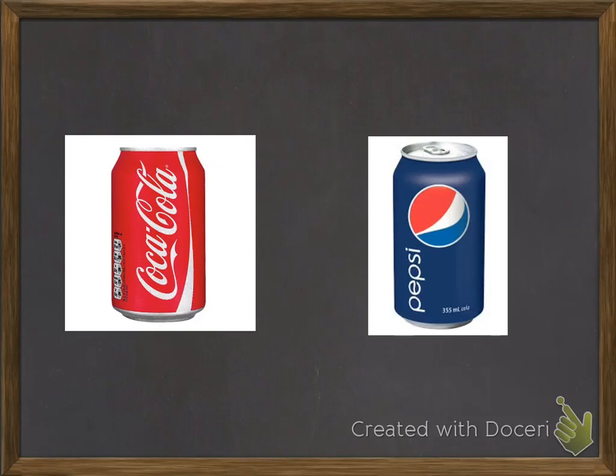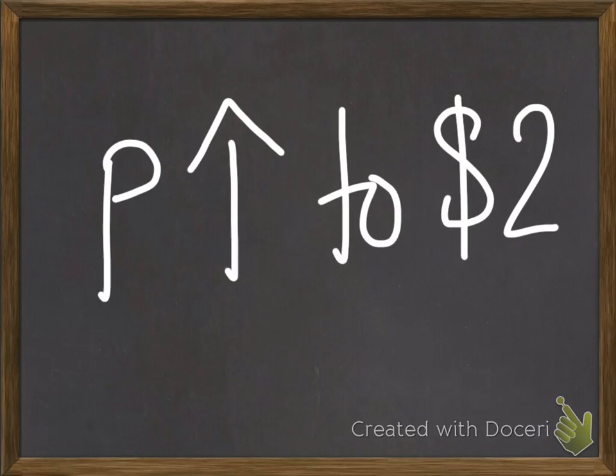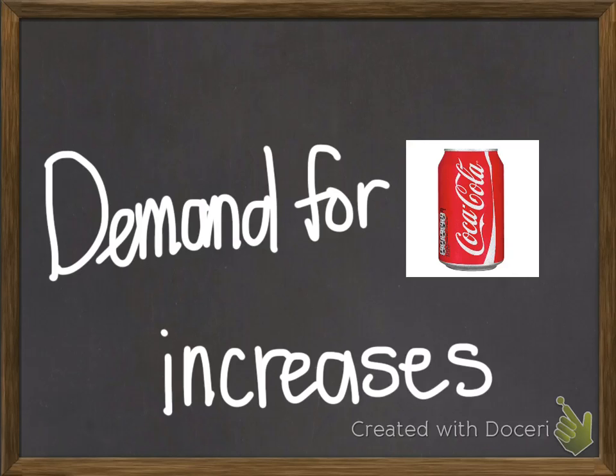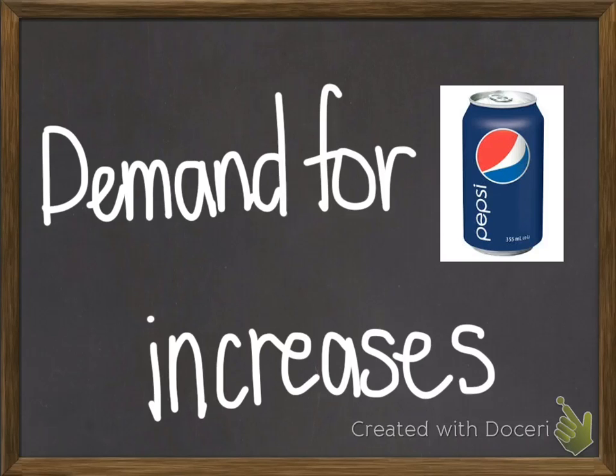For Coke, price here is $1.50 and the quantity demanded, which is QD, is 1,000. Price of Pepsi is also the same, $1.50 and the QD is 1,000 as well. Now, what will happen if Coke company decides to increase its price to $2? In this case, due to the law of demand, the demand for Coke will possibly decrease. Since Pepsi is a substitute for Coke, consumers will start changing their demand to Pepsi, which makes the demand for Pepsi increase, and vice versa.